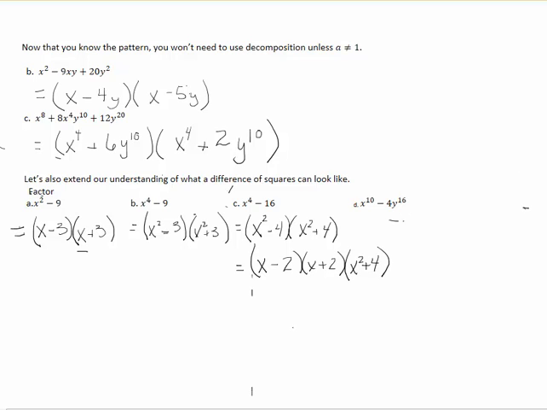So let's look at our last one. We'll just pull it out a little bit. We can square root the first term by taking the exponent in half. The square root of 4 is 2, and the square root of 16 is 8. I wrote that a little bit big, but we can still get it in. Rewrite it again with the opposite sign. And that is the last of our factoring examples.